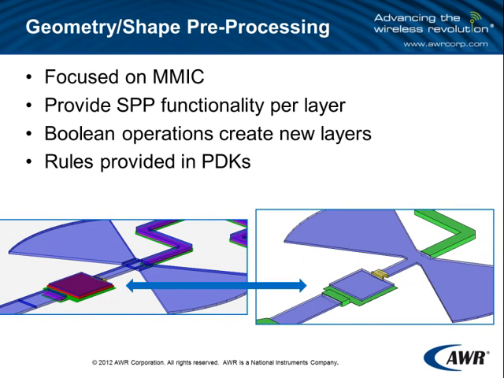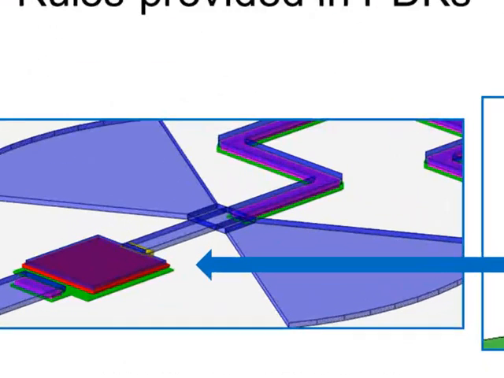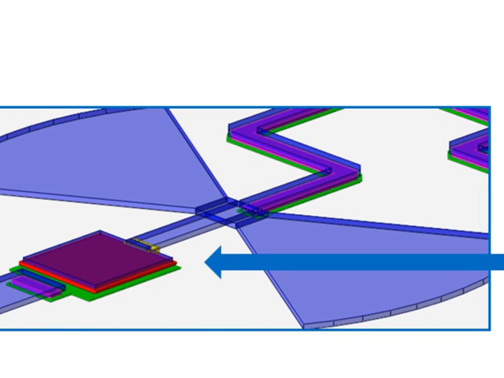If we move on to new layout features in EM, one of the most important is shape preprocessing. For you MMIC designers out there, if you look at this capacitor on the left, it has several layers and a lot of detail. When we send it to EM, most of that detail will not change the electromagnetic simulation.